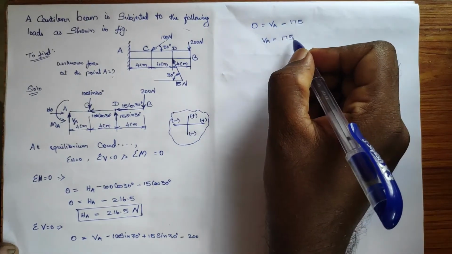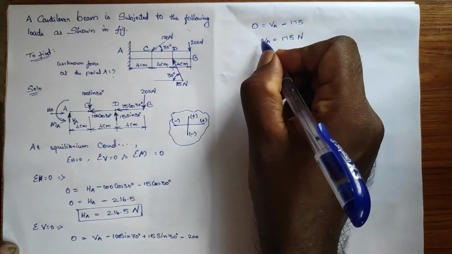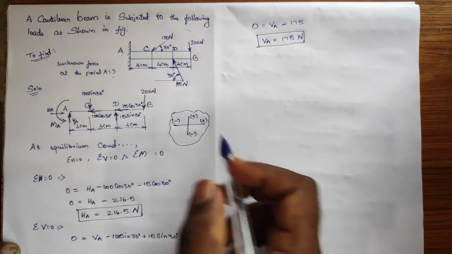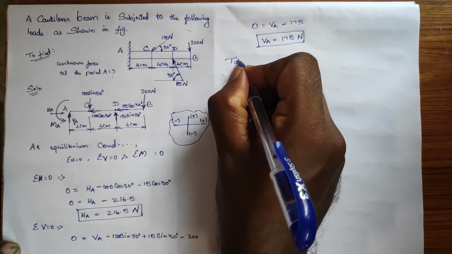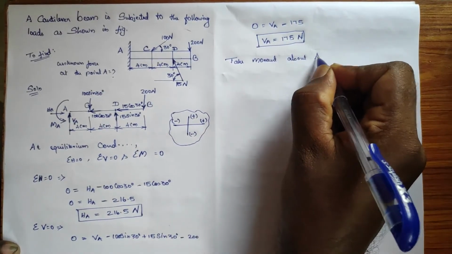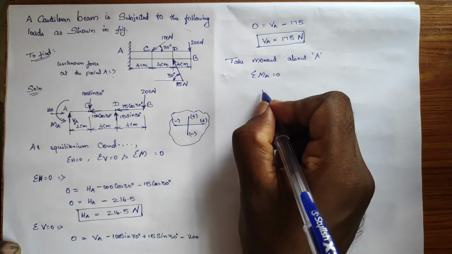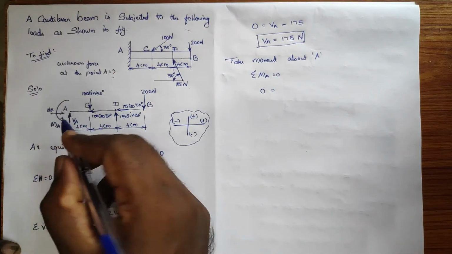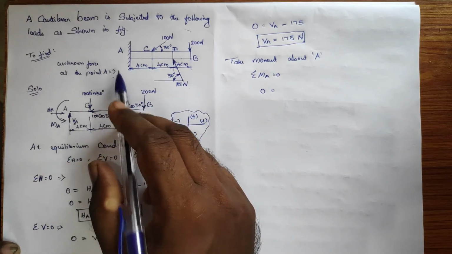When you are taking it to the next side, it will be positive, right? So here the unit is Newton, it's a force. VA is found. The last one is moment about A. So for that, take moment about A. Sum of moment about A is equal to 0. At the point A we have a single moment, since it is a fixed support.